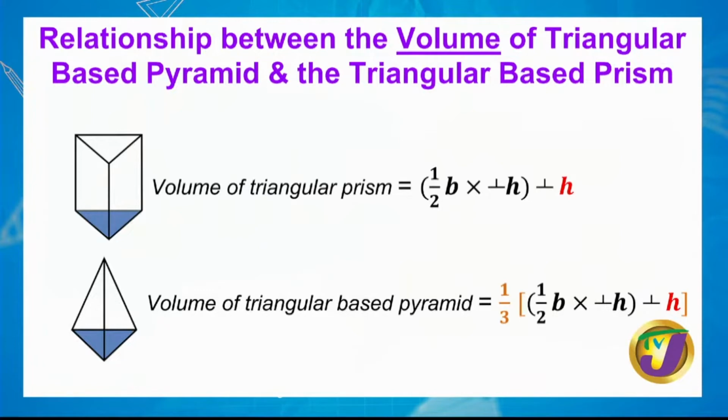And notice that on the outside of that bracket, we have another perpendicular height to consider. And we have put it in red for a reason. Because this perpendicular height is referring to the height of the prism. Or when we're looking at the triangular-based pyramid, it would be referring to the height of the pyramid. And we're talking perpendicular height.